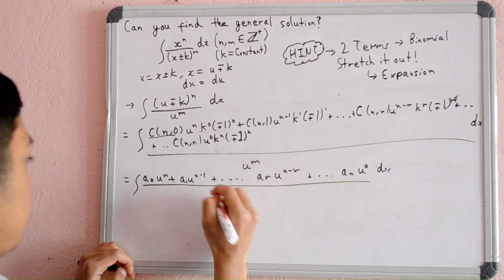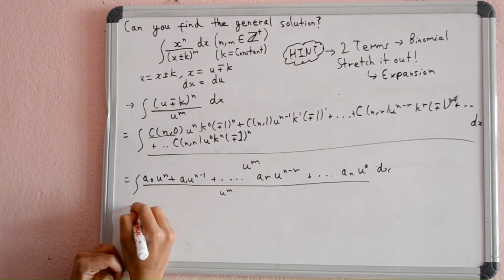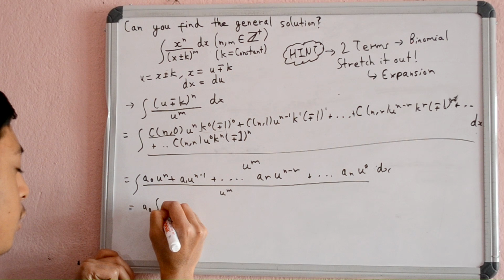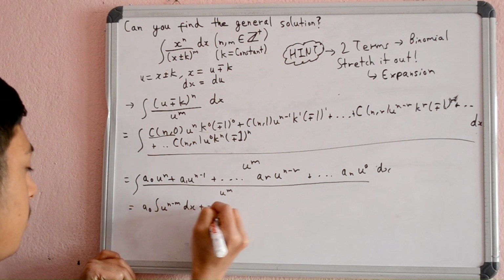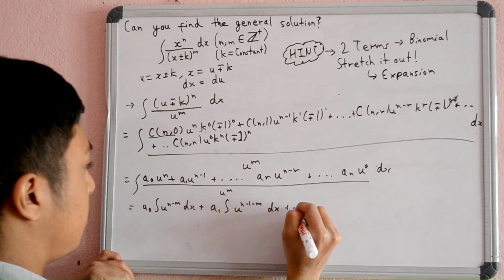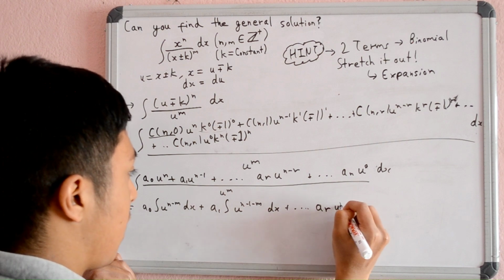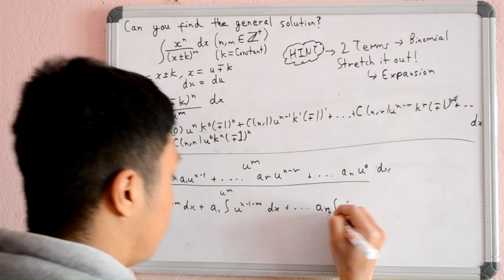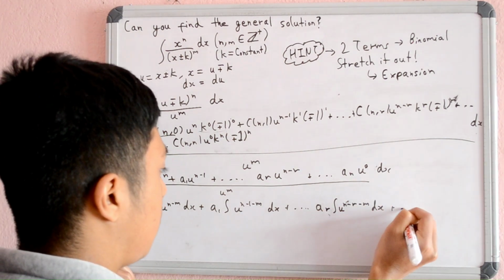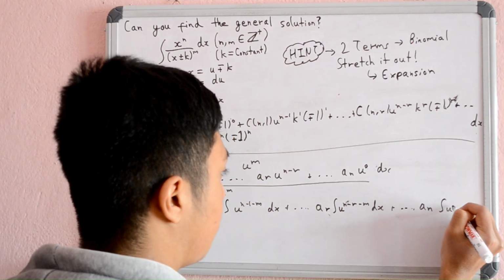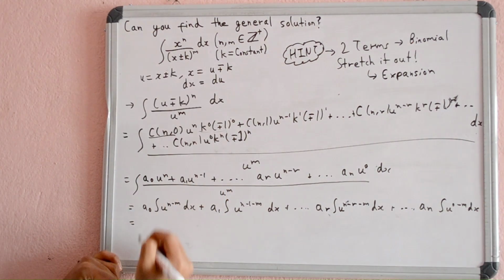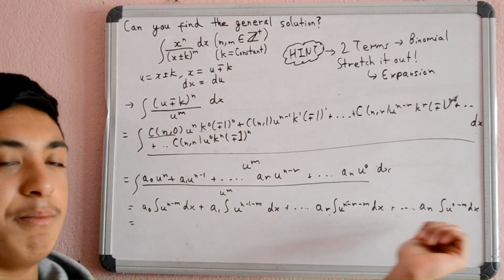Now we can expand this. So this is just a0 integral of u to the power n minus m dx, plus a1 integral of u to the power n minus 1 minus m dx, plus and so on, ar integral of u to the power n minus r minus m dx, plus an integral of u to the power 0 minus m dx. So obviously here you can simply use the power rule.